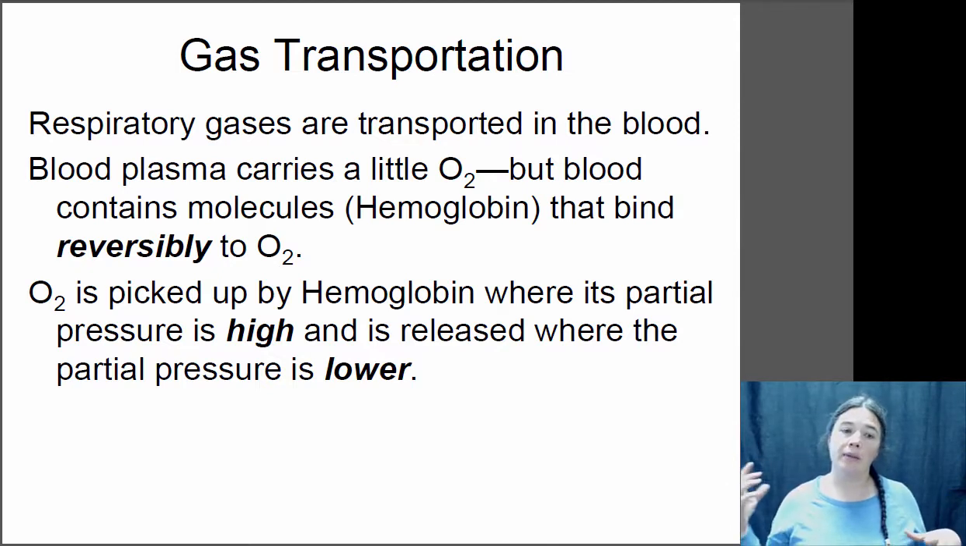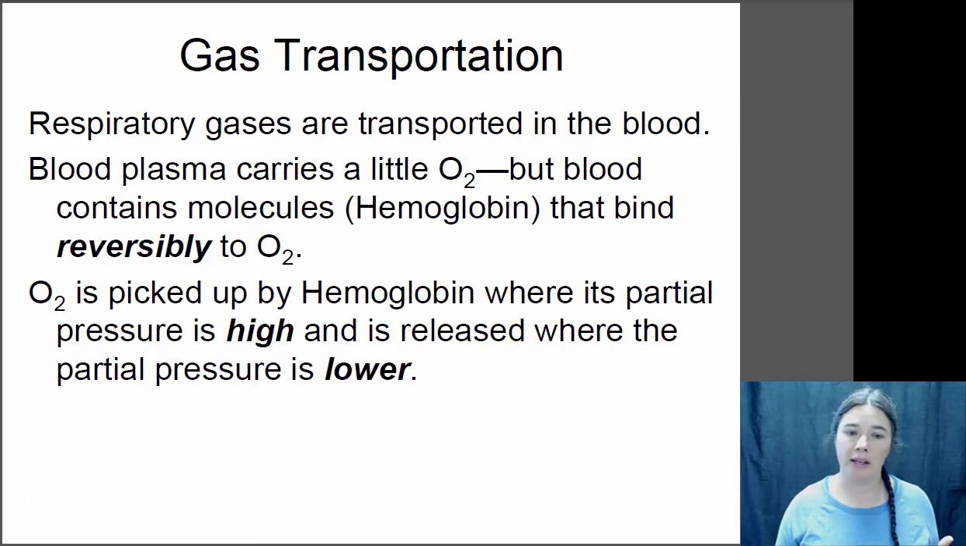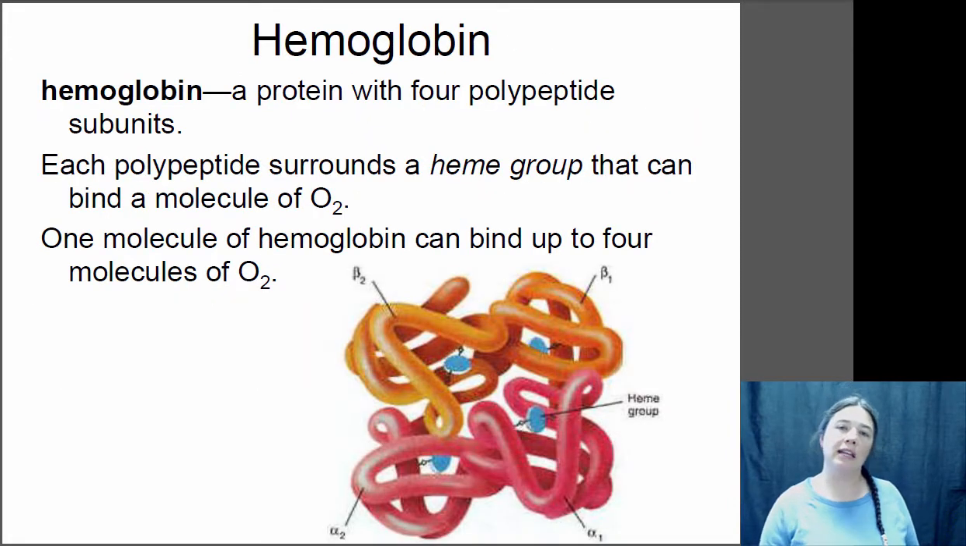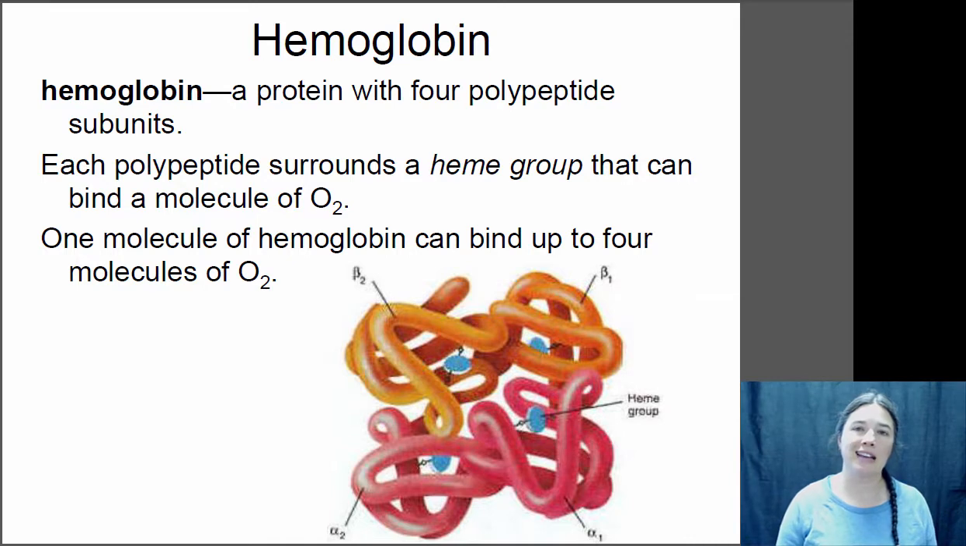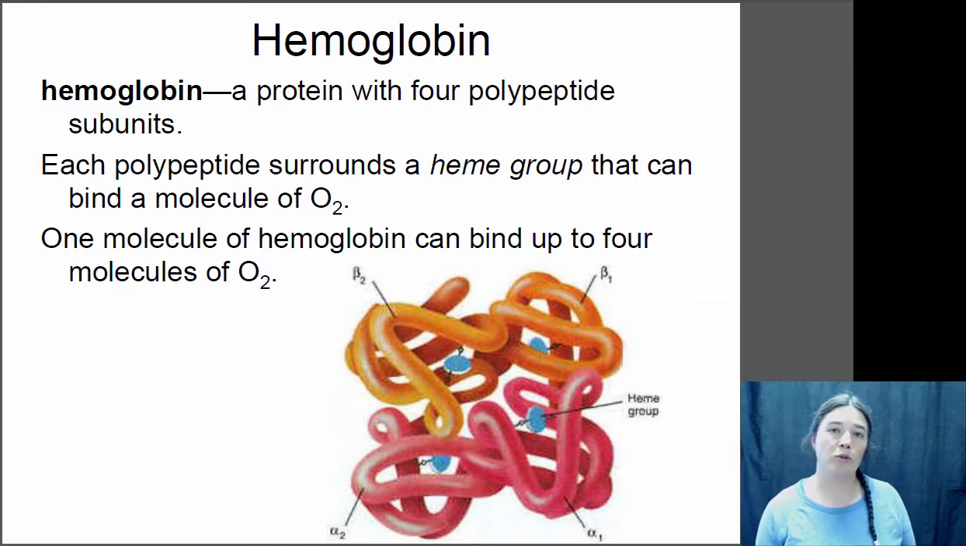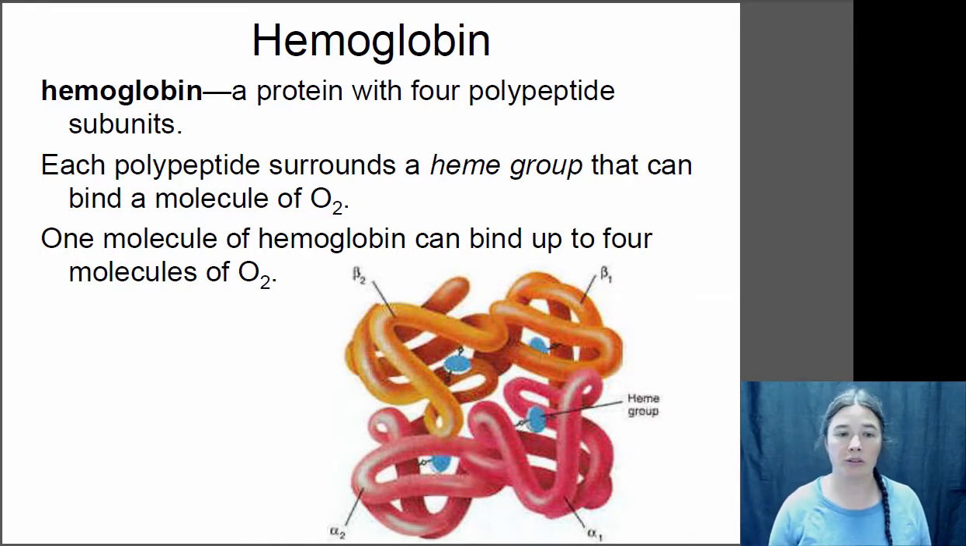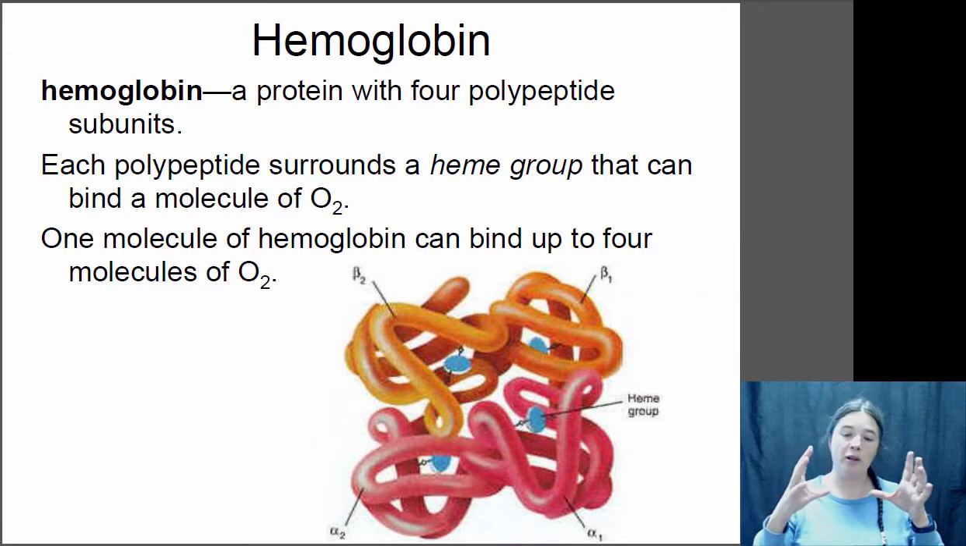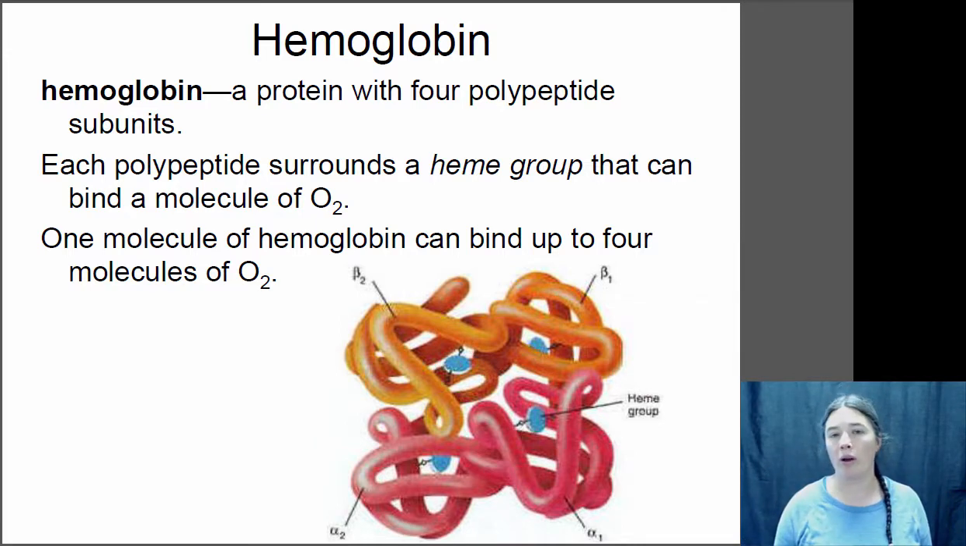and then it can be released in other parts of the body. So hemoglobin will pick up oxygen where the partial pressure of oxygen is high. So where there's a lot of oxygen, hemoglobin will pick it up, and then it'll release oxygen where the partial pressure is low. So here's what hemoglobin looks like. It is a protein. It has 4 polypeptide subunits. Each subunit has a heme group, which is a compound that contains an iron molecule, and each heme group can bind 1 molecule of oxygen. So a hemoglobin molecule can bind a total of 4 molecules of oxygen.